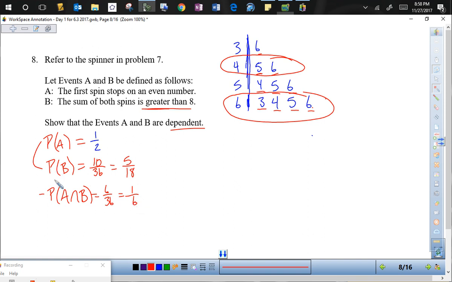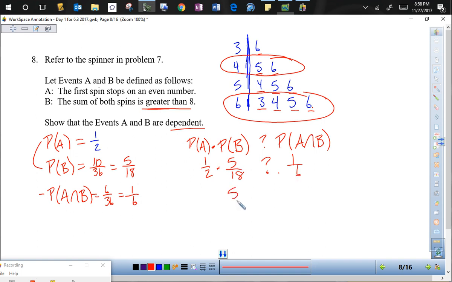We're supposed to show that this product is not equal. So let's set it up. Probability of A times the probability of B, and compare it to the intersection. So 1/2 times 5/18 compared to 1/6. Over here I've got 5 over 36, and that's definitely not equal to 1/6. So just like we wanted, if they're not equal, then they're not independent. So A and B must be dependent.